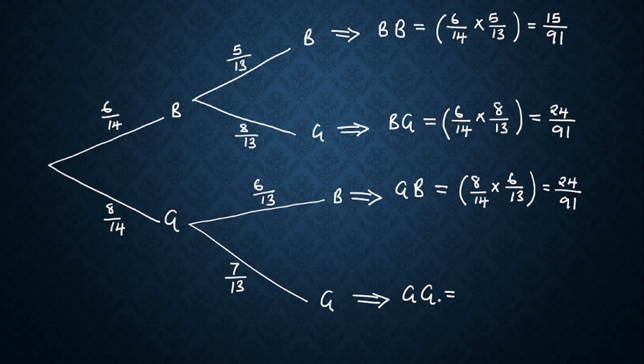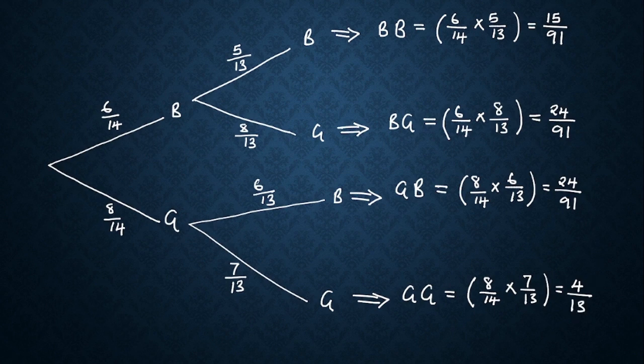Then the last one, what about both pupils that you picked were girls? I'm going to get the 8 over 14 from the first picking multiplied by the 7 over 13 from the second picking, and that will be 8 over 14 multiplied by 7 over 13. That's going to give us 4 over 13.